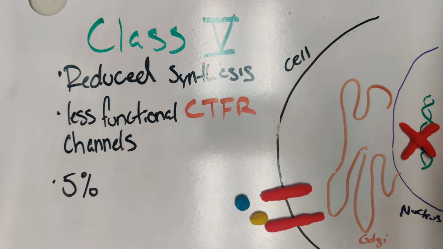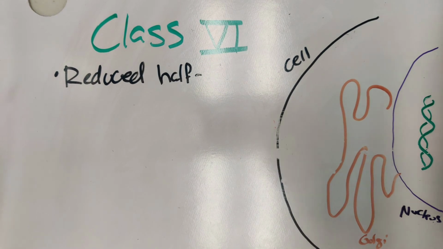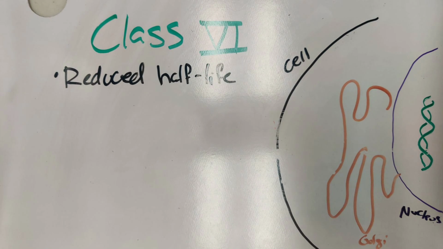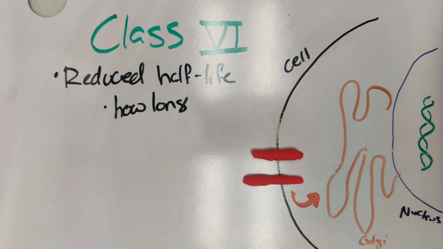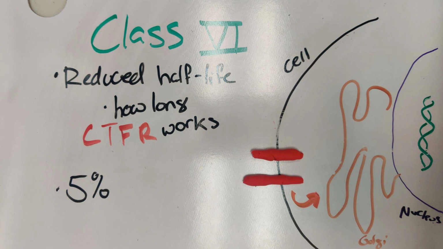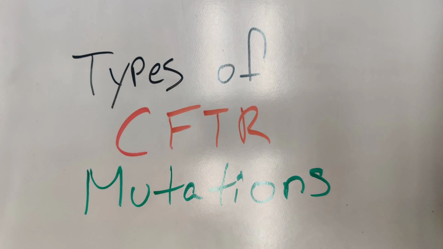5% of cystic fibrosis patients have this mutation. In class 6, there is a functional CFTR protein, but it has a reduced half-life, meaning the protein doesn't last as long as it should. 5% of patients have this mutation. Many cystic fibrosis patients have more than one of these mutations.